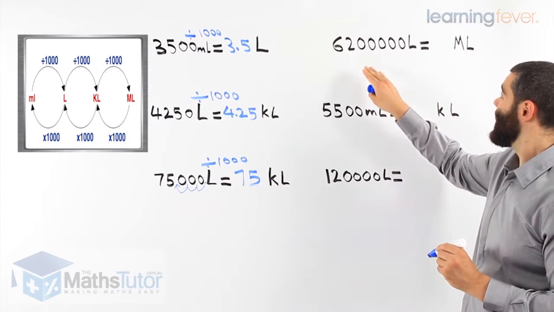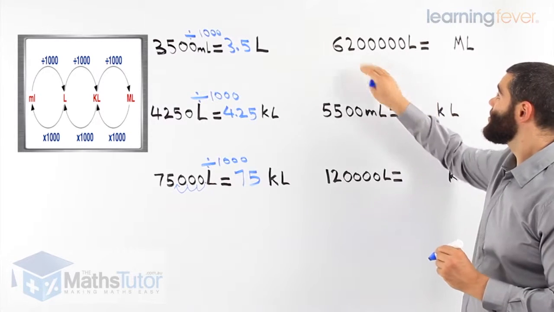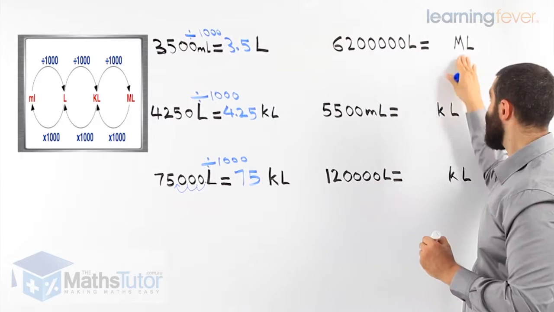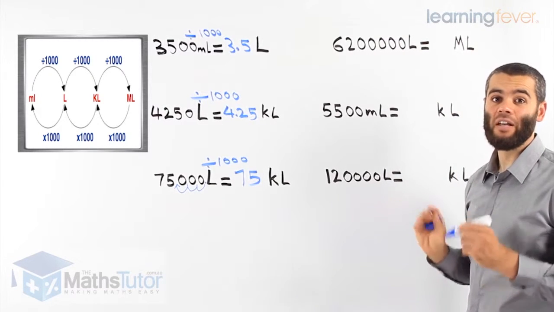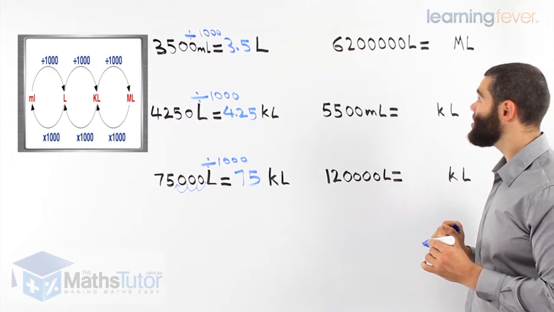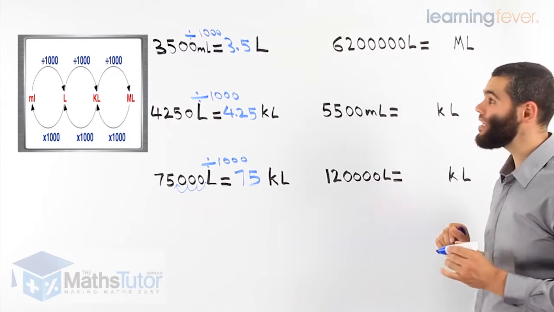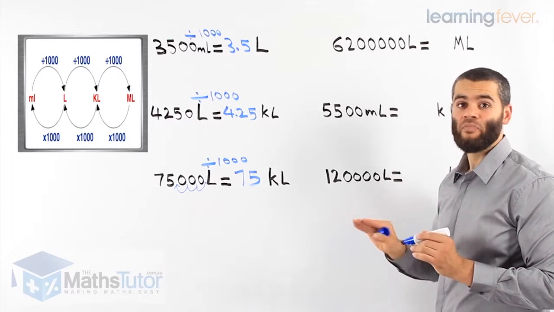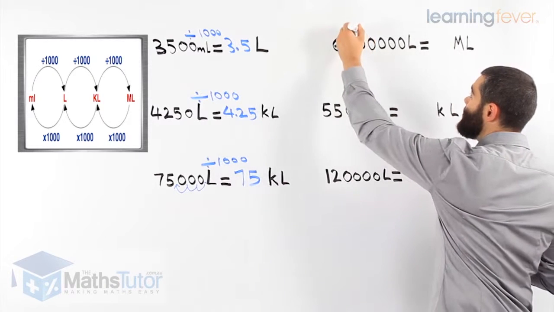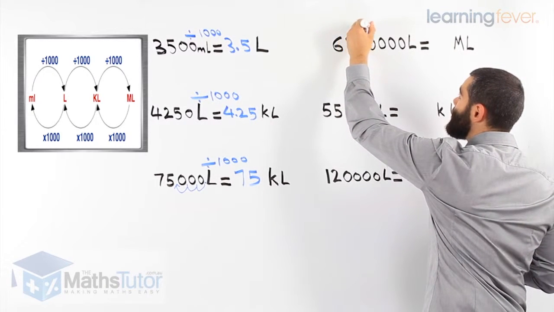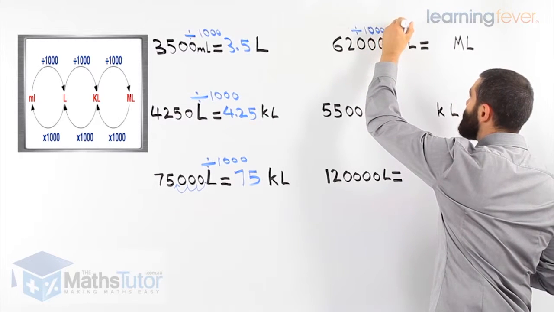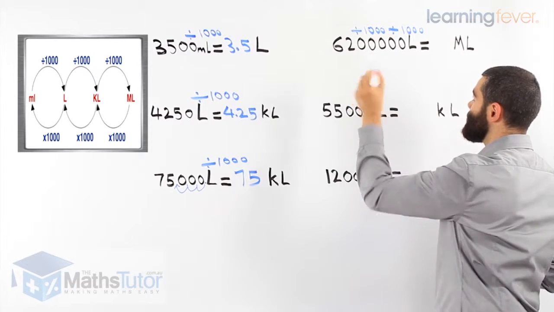Now we have a big number here, 6,200,000 liters. We want to know how many megaliters that is. It's easier to write it in megaliters. It'll be a smaller number, but it's in a larger unit. So 6,200,000 liters into megaliters. We're going from liters through to kiloliters, then to megaliters. So we're dividing by 1,000 to go to kiloliters, and then we're dividing by another 1,000 to go to megaliters, which means we're going back.